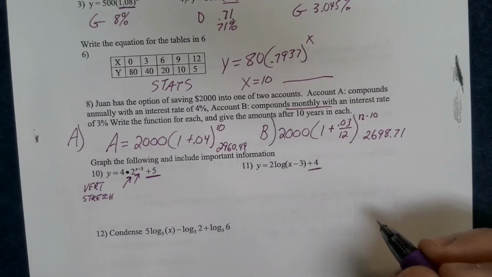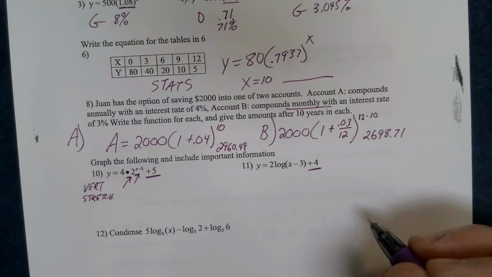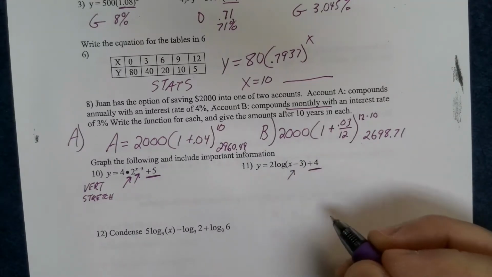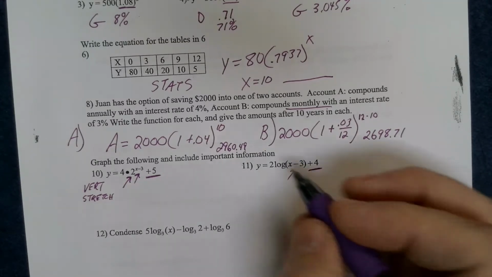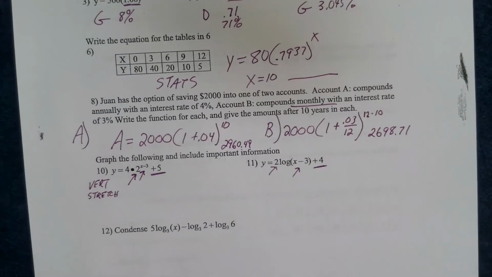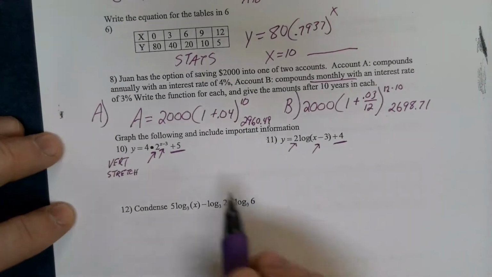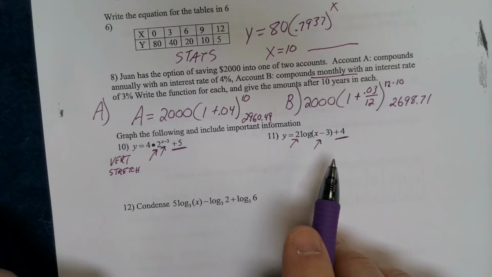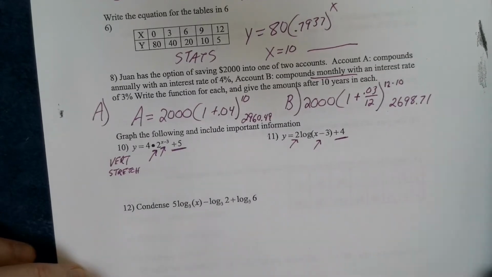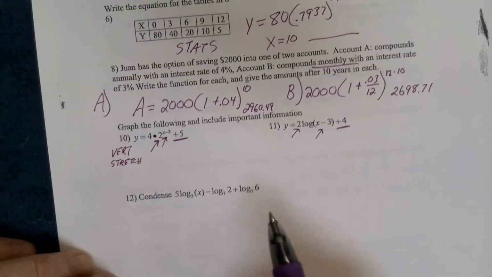This is a vertical shift up. It's going to lift that entire function up 4. This is going to move it 3 to the right. This is going to vertically stretch it. That's all you need to be able to do, is talk about those ones, maybe sketch them on the graph, but you'll have your graphing calculator to be able to do that, so you can do that.